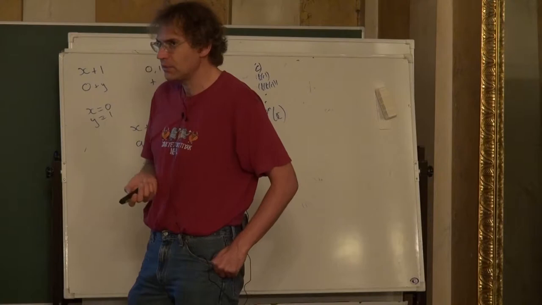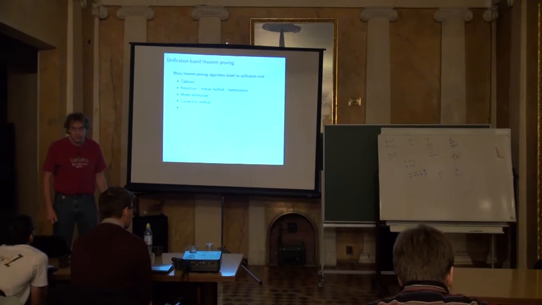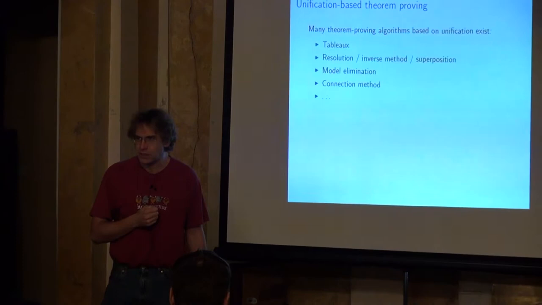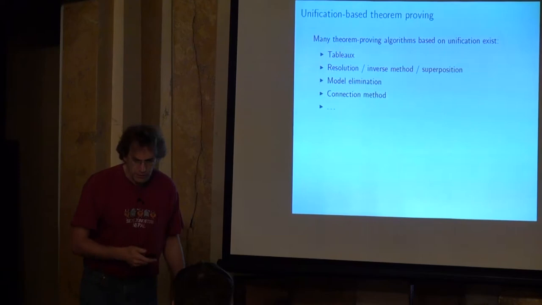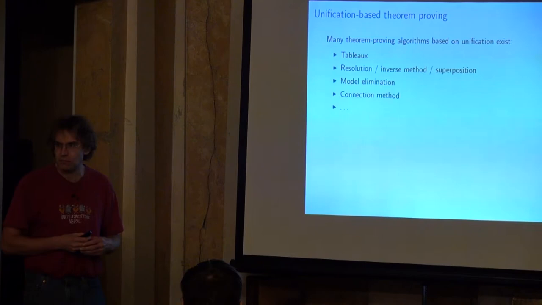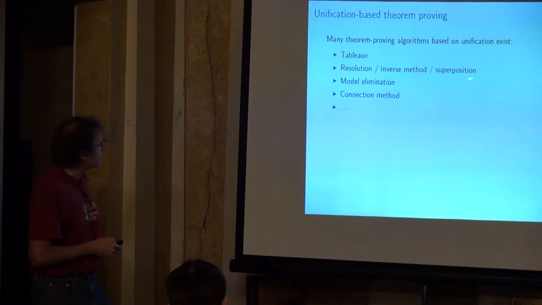So there are now many theorem proving algorithms that are based on resolution. So you can still think of them in some sense as being based on that same Herbrand theorem. But instead of doing naive enumeration, they're using unification to match terms up intelligently. So here are just a few examples of typical unification-based algorithms. There are so-called tableau. Those of you who know sequent calculus, you can think of that as kind of just sequent calculus upside down. Then there is a whole school of methods, resolution, the inverse method, and superposition, which you can almost think of as the opposite.